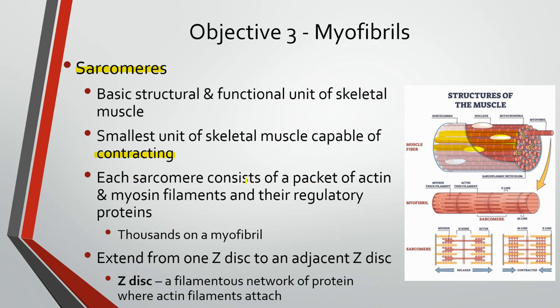And so each sarcomere is going to consist of the actin thin filaments and the myosin thick filaments and the proteins that kind of regulate them. There are thousands of these on a myofibril. Okay, there's thousands of sarcomeres on one myofibril. Now the way we identify them is they are enclosed by what we call Z-disc, or sometimes they're called Z-lines. And that's just pretty much a protein that goes across, and that's where your actin proteins are going to attach.